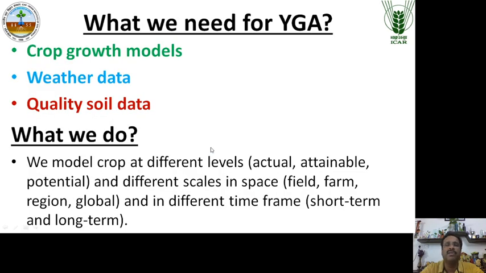So what do we need for yield gap analysis? We are using a crop growth simulation model, so definitely we are going to use a model. That model could be APSIM or any other model of your choice, and you should know how to use it, have downloaded it, and have calibrated and validated it for one of your crops. For that you need good weather data and good quality soil profile data. In this analysis we model the crop at different levels, actual and potential, at different spatial scales, field, farm and regional, and over different time frames, short term and long term. With this you can do the analysis and find out the yield gap.